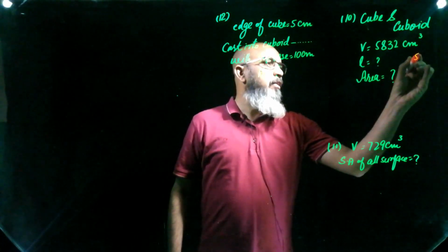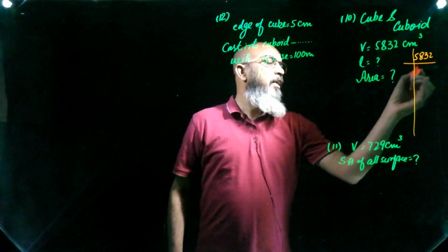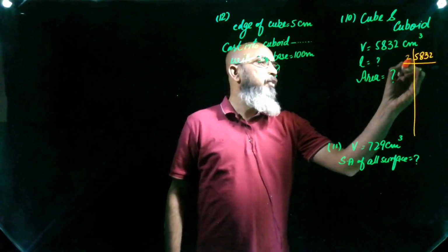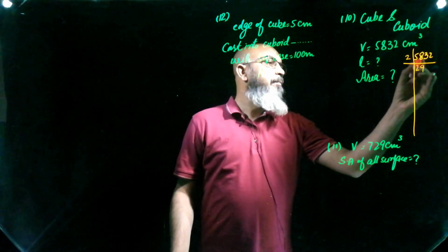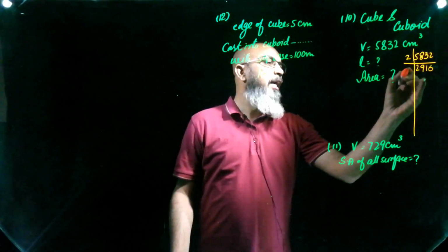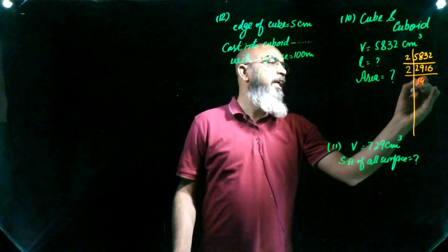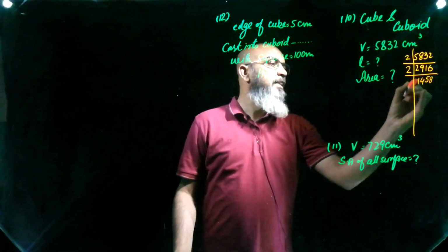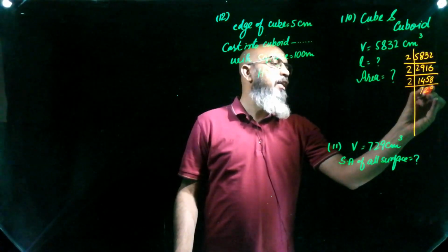We have to find the cube root. So at which table does it come? Table of 2. 2 2s are 4, 2 9s are 18, 2 1s are 2, 2 6s are 12. Again the table of 2. 2 1s are 2, 2 4s are 8, 2 5s are 10, and 2 8s are 16. Again the table of 2. 2 7s are 14, 2 9s are 18.